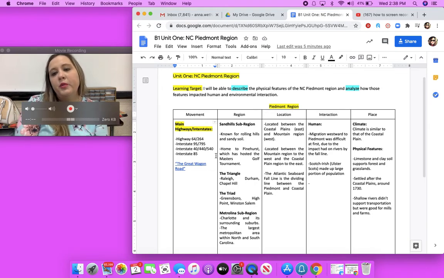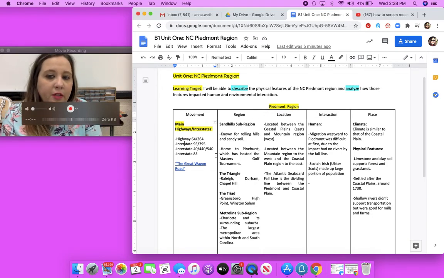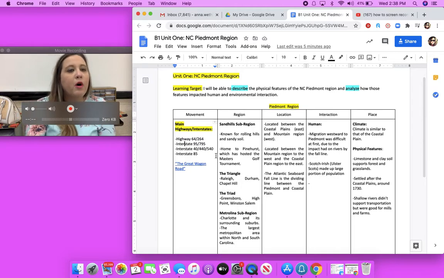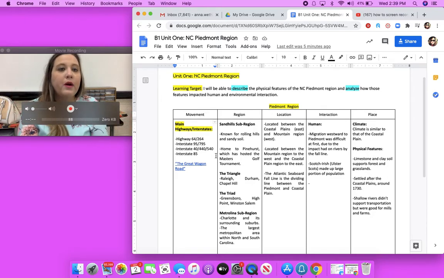So the Piedmont region was settled after the coastal plains, around 1730, and the shallow rivers, like I just said, did not support transportation, but they were very good for mills, which were like factories. Textiles was huge in that area up until NAFTA, which I will tell you about with industries. I'm unusually passionate about it because of how it changed the landscape of where I lived. I was a child that knew way too much about NAFTA, the North American Free Trade Agreement. So we'll talk about all that later.